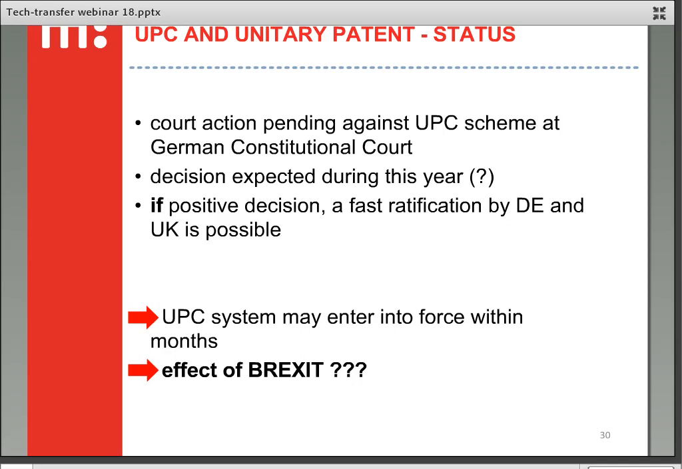So I think with respect to oppositions and nullity actions, we may expect that it will be easier to have nullity proceedings against a granted European patent after the system comes into force, but it also has its disadvantages. And I think that's all for the moment.